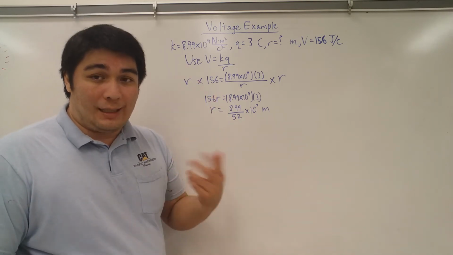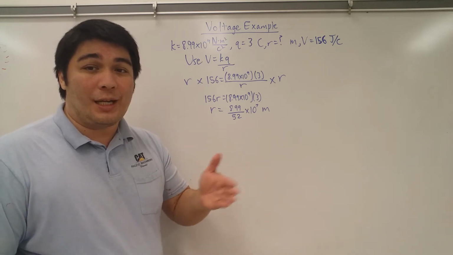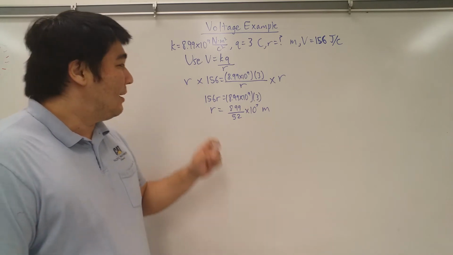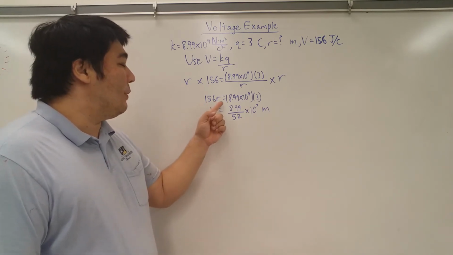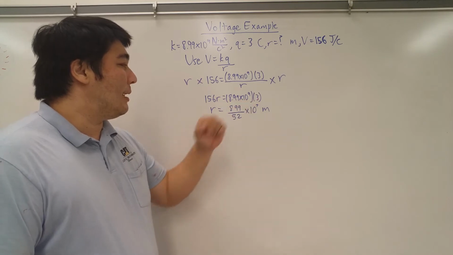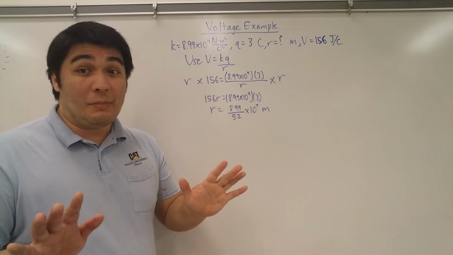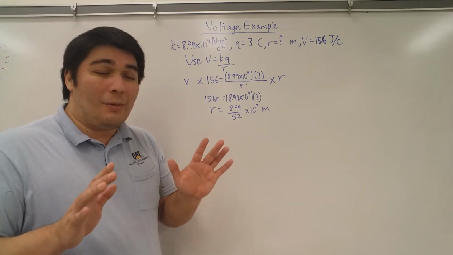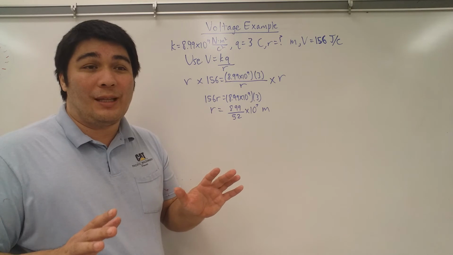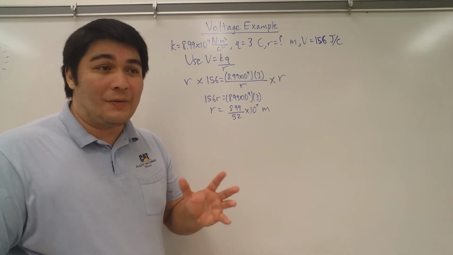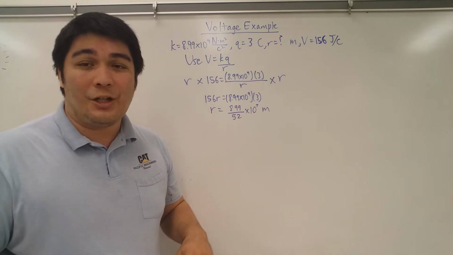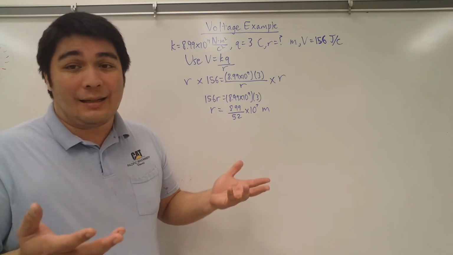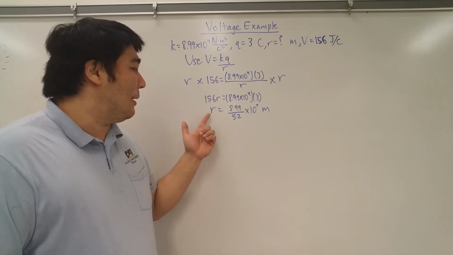So to get it out of the denominator, I multiply both sides of the equation by R, because R over R equals 1. So now we've got 156R equals 8.99 times 10 to the ninth times 3. Notice I haven't done much. I haven't really changed everything that I could have. I do that because if I can find ways to keep everything as a fraction and not have to convert to decimals and do approximations, I'd rather keep it as a fraction if at all possible.